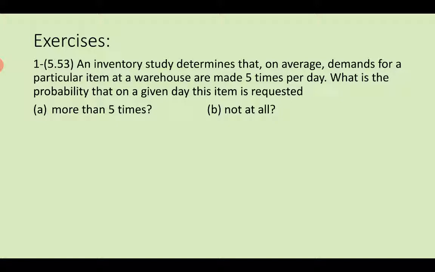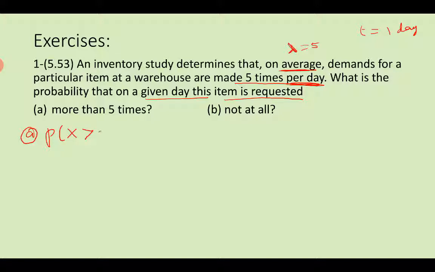We start with exercises. Only the same concept, the formula differs. An inventory study determines that an average of lambda demands for a particular item at a warehouse are made, 5 times per day. Lambda is 5 per day, and the time is 1 day, so t is 1. No need to repeat t again. What is the probability that on a given day this item is requested more than 5 times?